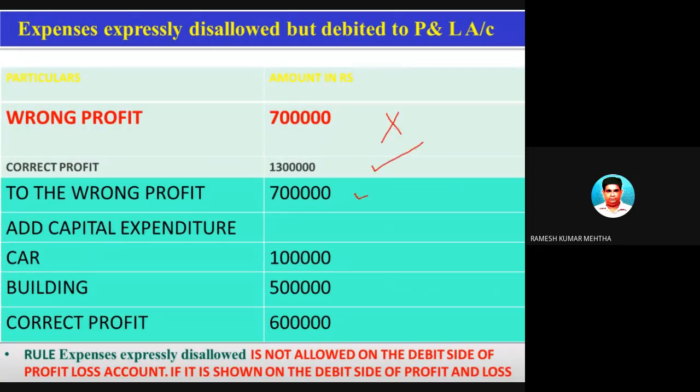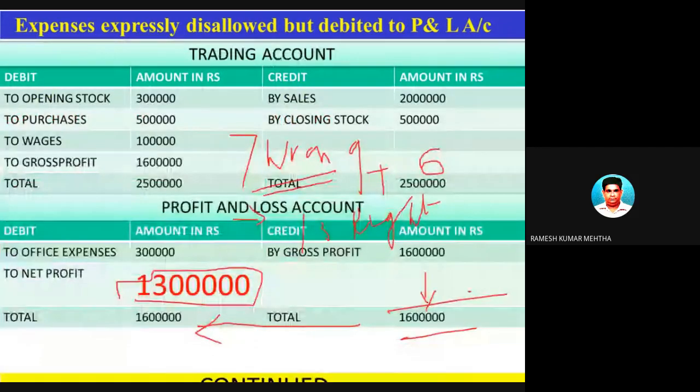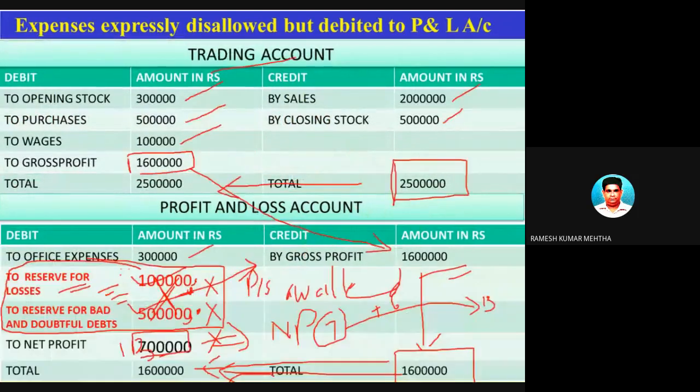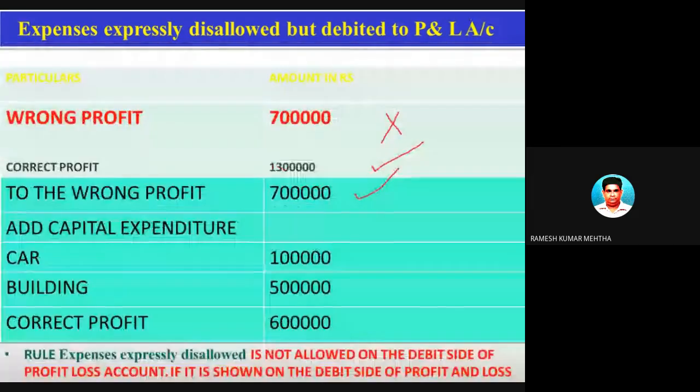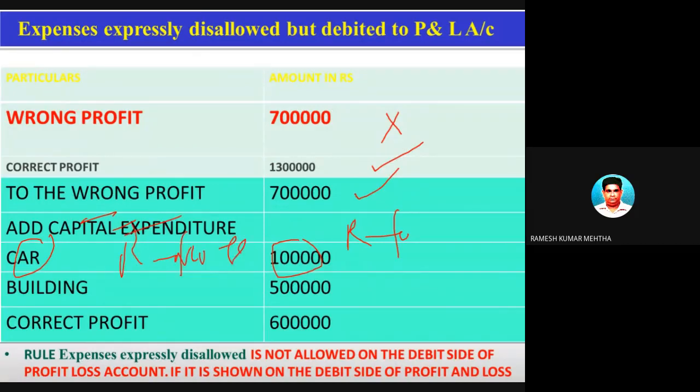To the 7 lakh rupees, add two items: reserve for losses and reserve for bad and doubtful debts. Okay, there is a mistake here. This is reserve for losses and reserve for bad and doubtful debts.